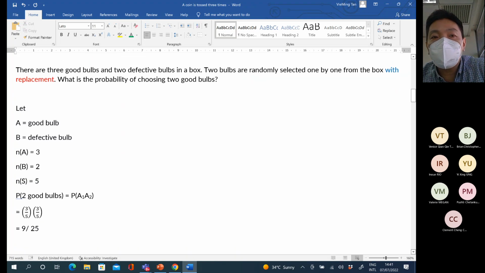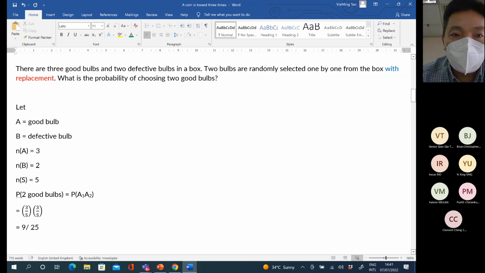Okay, next question. This is also from your test 1. Let's say this is the question. There are 3 good bugs and 2 defective bugs in the box, and 2 bugs are randomly selected one by one from the box. With replacement, what is the probability of choosing 2 good bugs?